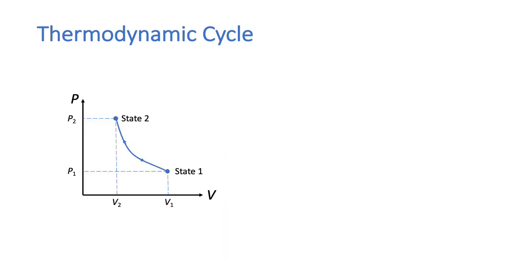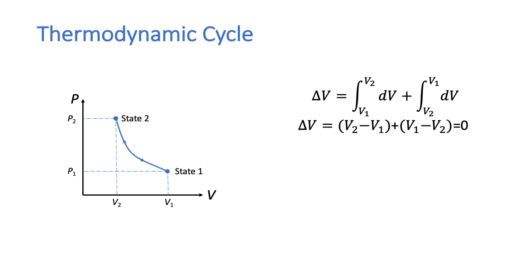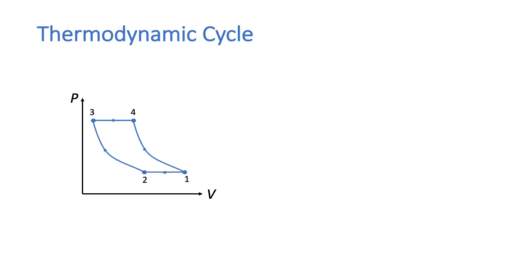If we want to evaluate the change in volume, delta V, during this process, we can integrate dV, and we'll do it for the two separate processes. The first one from 1 to 2, so we integrate from V1 to V2, and the second one is from 2 to 1, so we integrate from V2 to V1. If we evaluate the integral, we get V2 minus V1 plus V1 minus V2, and that adds up to 0. So for this cycle, delta V is equal to 0.